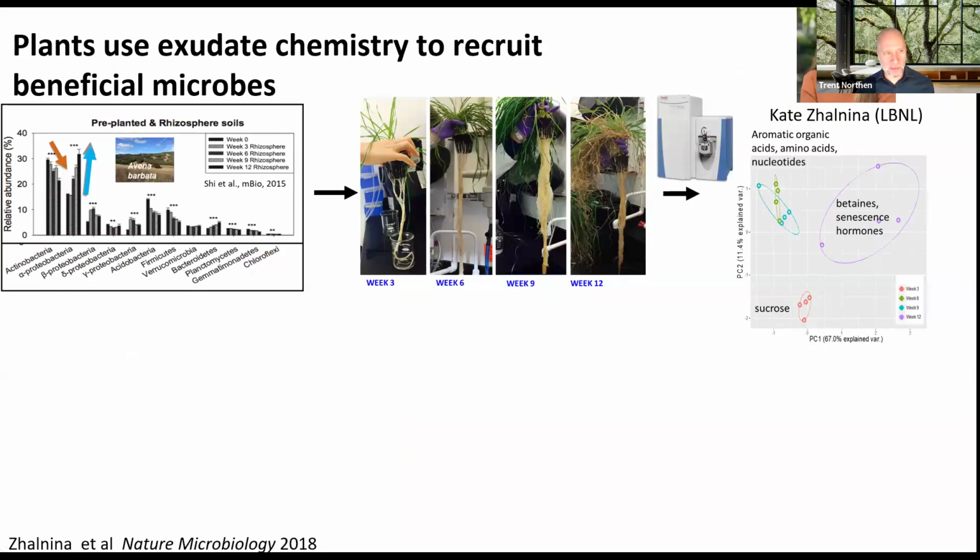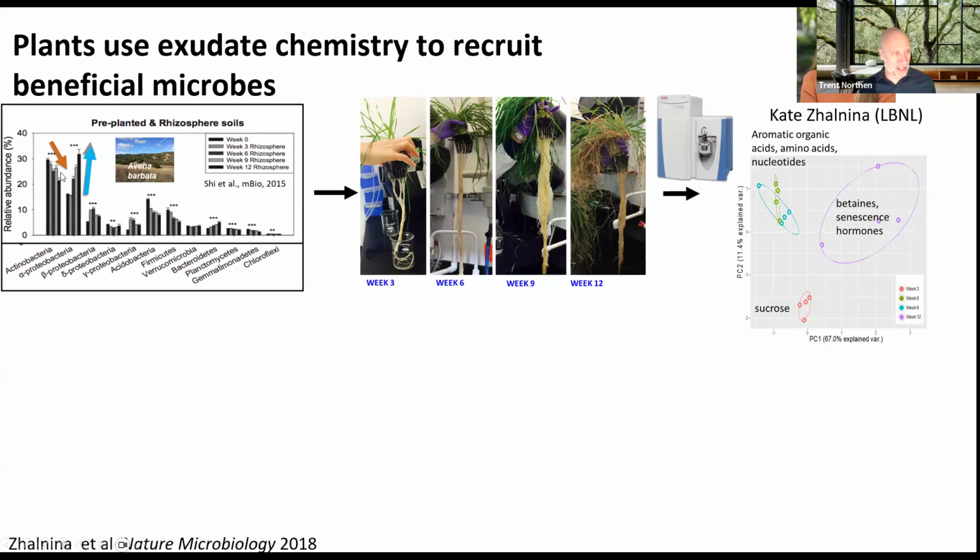And so what we've been working on for a long time now is trying to understand how the exudates select for beneficial microbes and which metabolites in particular are important for selecting microbes. It's been known for over 100 years that the presence of a root in soil changes the microbial community, and this is known as the rhizosphere effect. And you can see it here.